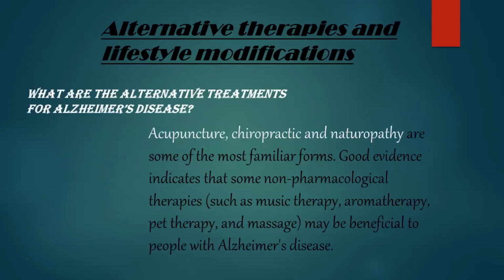Alternative therapies and lifestyle modifications. What are the alternative treatments for Alzheimer's disease? Acupuncture, chiropractic, and naturopathy are some of the most familiar forms. Good evidence indicates that some non-pharmacological therapies such as music therapy, aromatherapy, pet therapy, and massage may be beneficial to people with Alzheimer's.